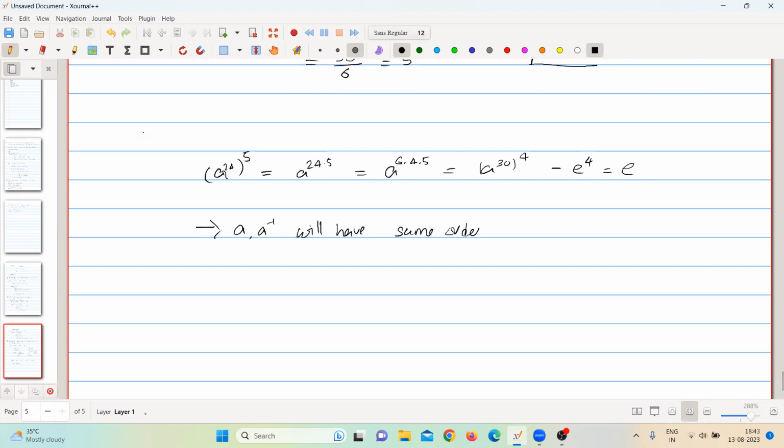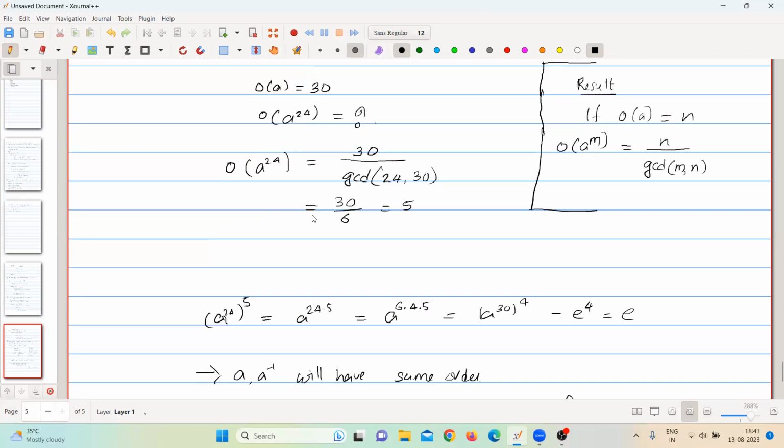Because a power 24 equals a power minus 6, obviously the inverse power means a power minus 1 is coming. So after some calculation, instead of a, we will get the order of a inverse. So the order of a inverse and the order of a will be the same. So use this condition if you are using this one.